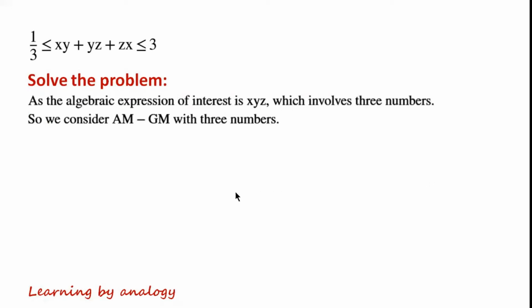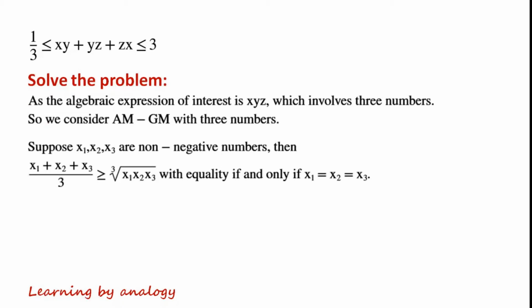As the algebraic expression of interest is xyz, which involves three numbers, we consider AM-GM with three numbers. Suppose x1, x2, x3 are non-negative numbers, then (x1 + x2 + x3)/3 ≥ the cube root of x1 x2 x3, with equality if and only if x1 = x2 = x3.